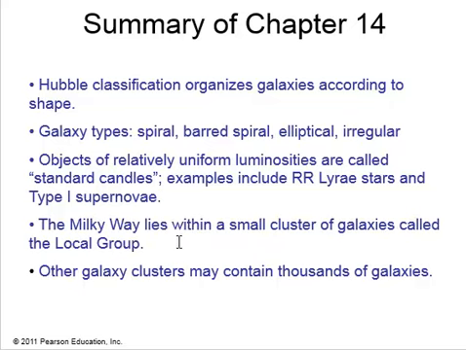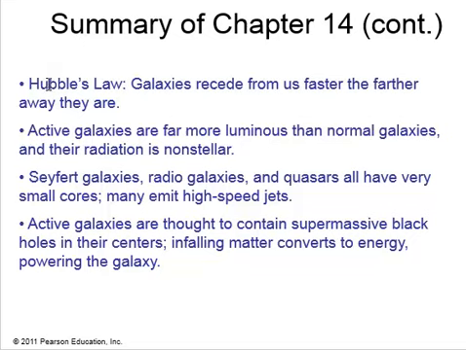Now, to wrap up, we have active galaxies that are far more luminous than normal galaxies, and their radiation is not of a stellar nature. There are three types of these galaxies: Seyfert galaxies, radio galaxies, and quasars. They all have these tremendously small cores, which we now know are black holes, and may emit high-speed jets, which are all different kinds of broadband radiation escaping out perpendicular to the dust disk surrounding the black hole. And any infalling matter that goes into the black hole converts to energy, which helps power the galaxy. Okay, so that is chapter 14, galaxies in a nutshell.